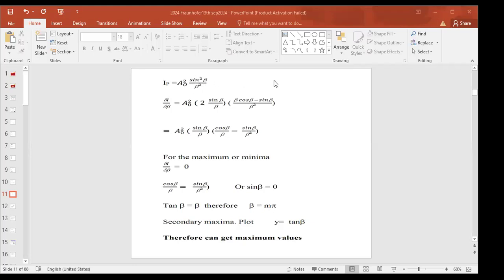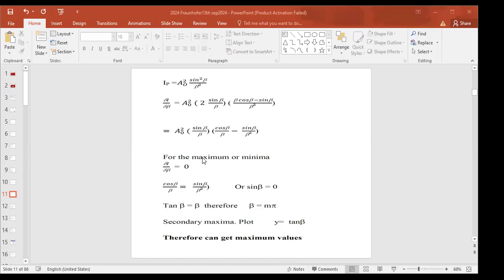If not, you just write it here. Then you can have the terms like this. So I skip that point here. If you want, you can write it here, right? Then you can arrange this like this: a naught squared, sine beta over beta, and cos beta over beta minus sine beta over beta squared. Right, so we can simply arrange it.